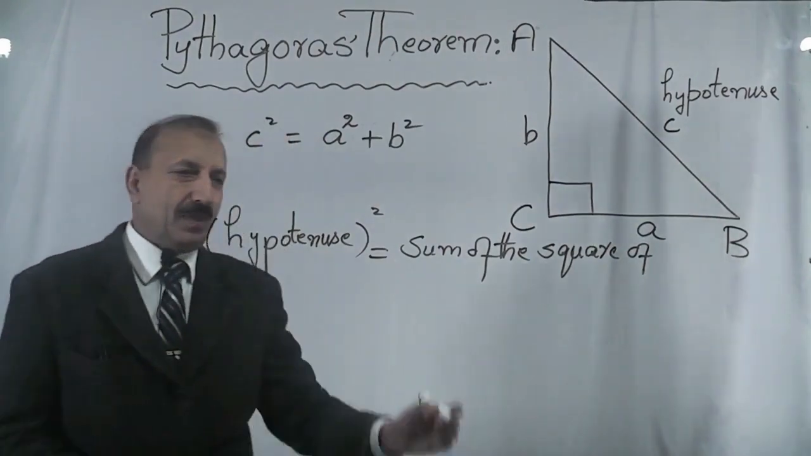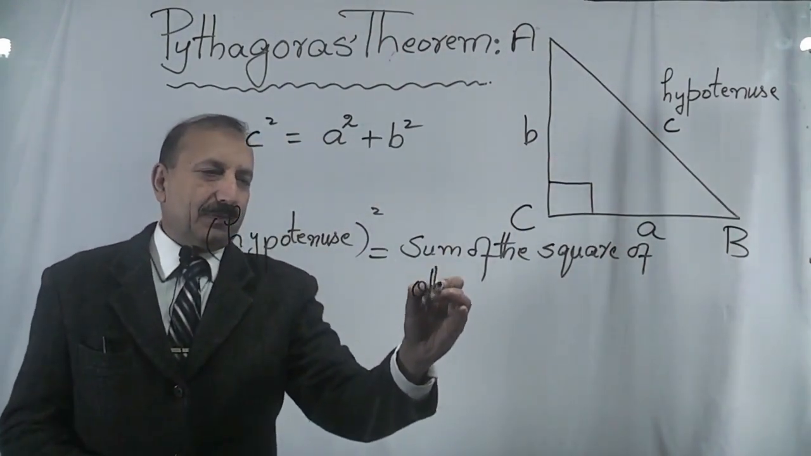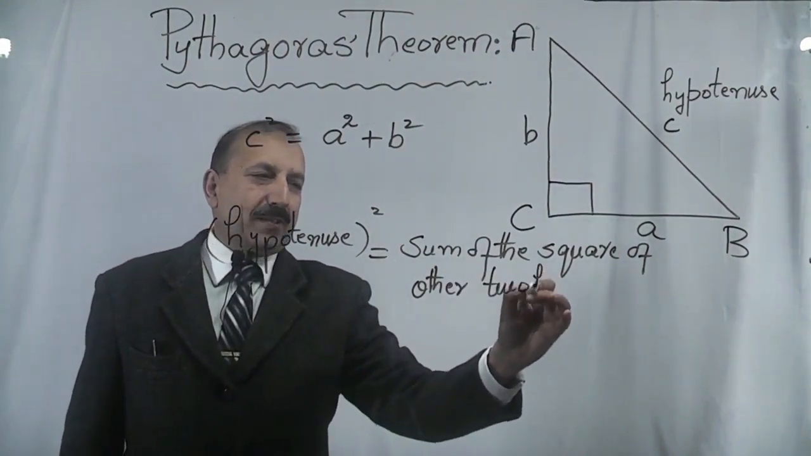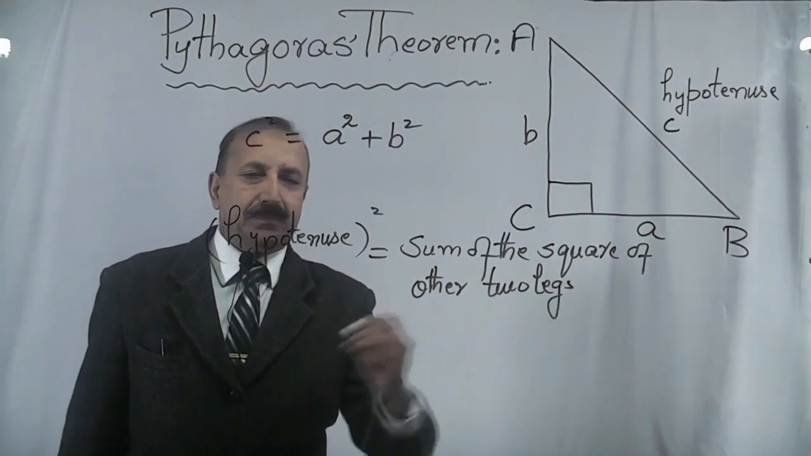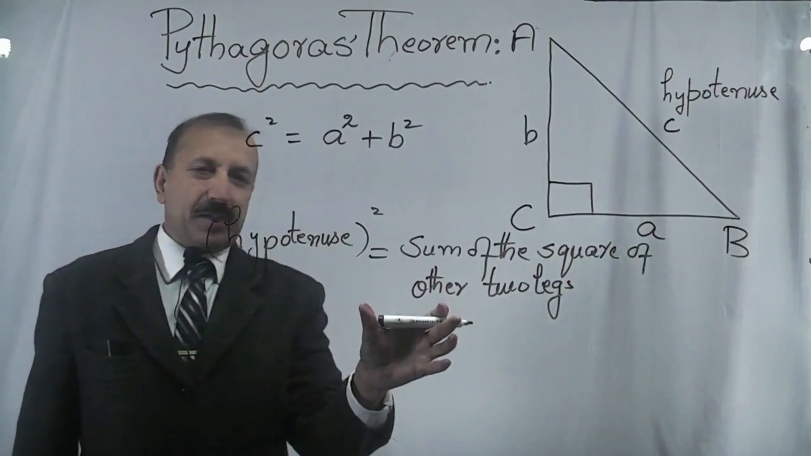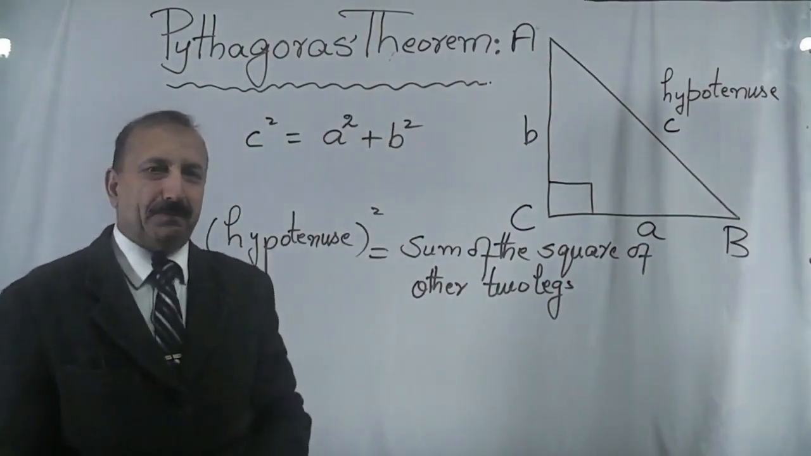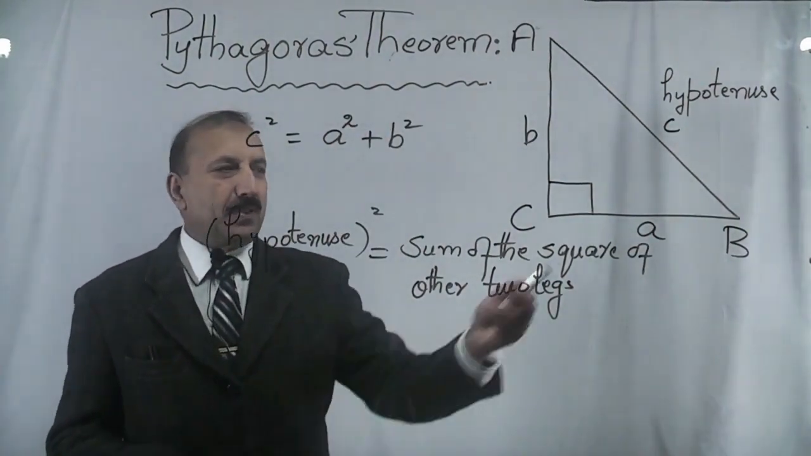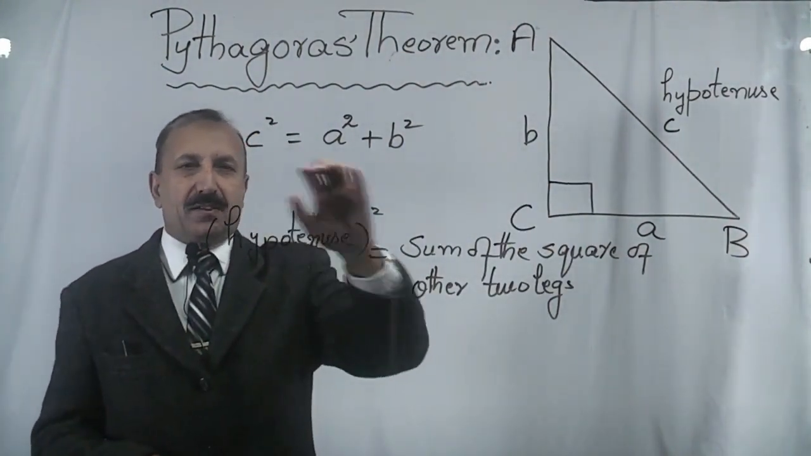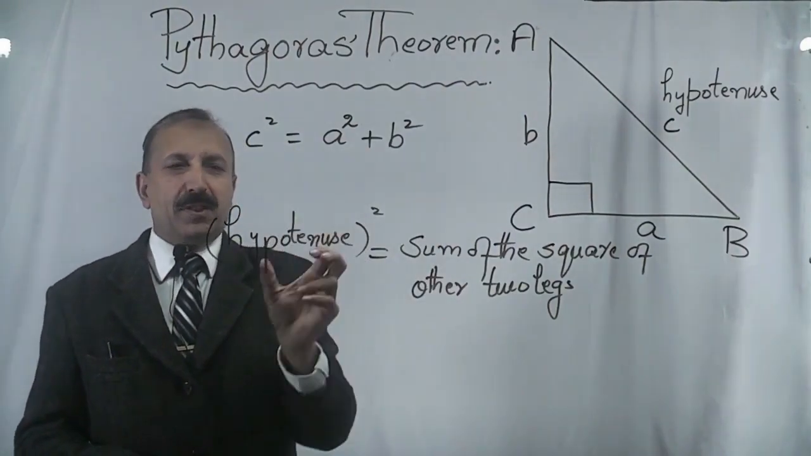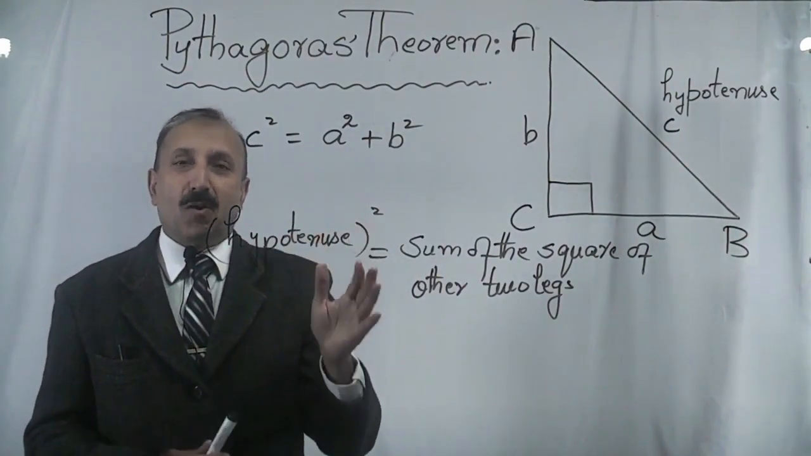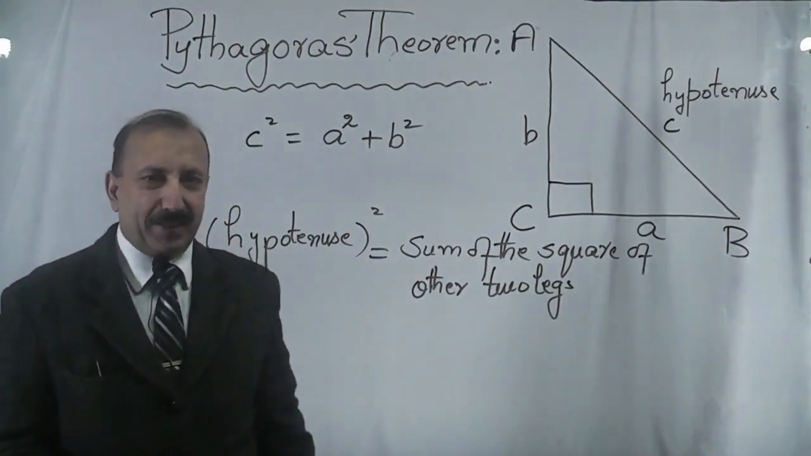of the other two legs. This statement is describing Pythagoras theorem and giving us the relation between the three sides of a triangle. Students, you can learn it in the sense that the longest side square, which is represented by the hypotenuse, is always equal to the rest of the two sides, which are called legs of the right angle triangle.